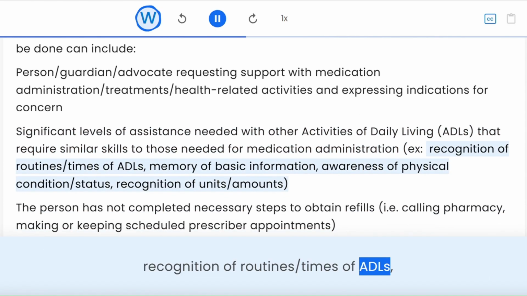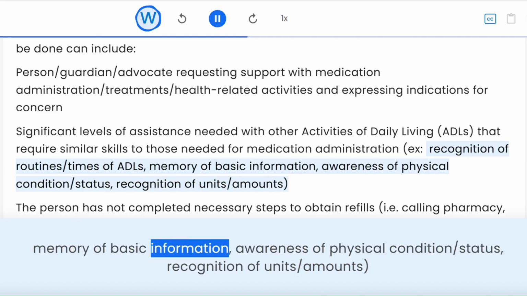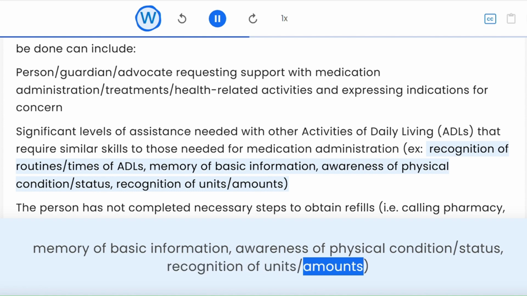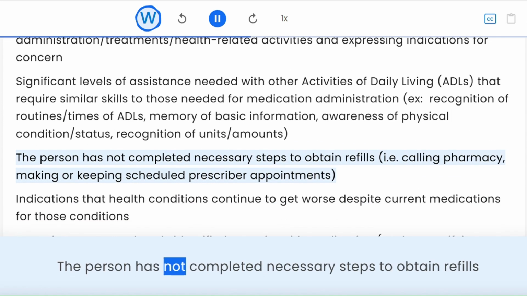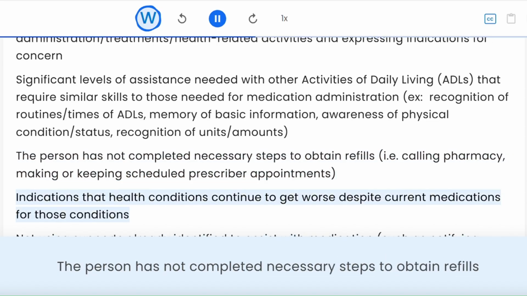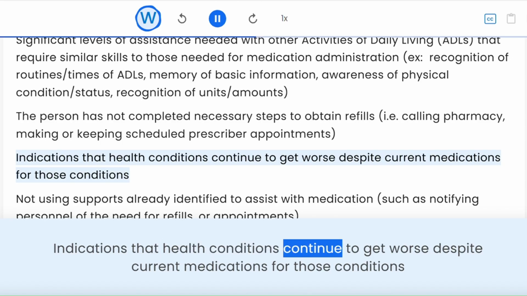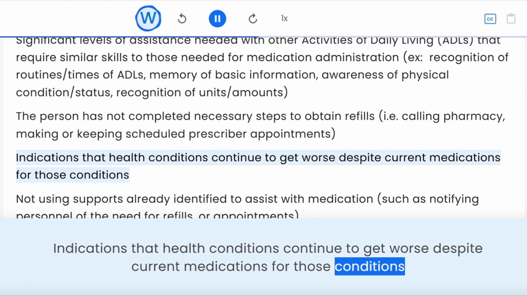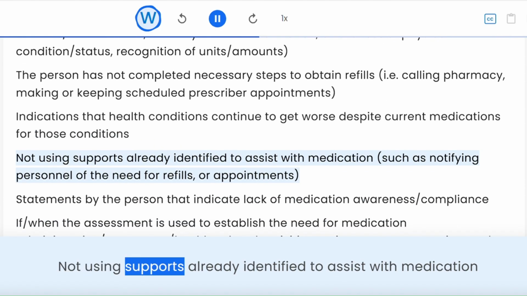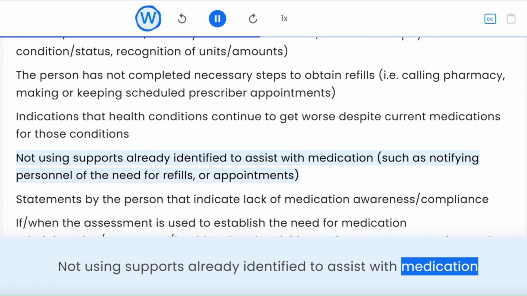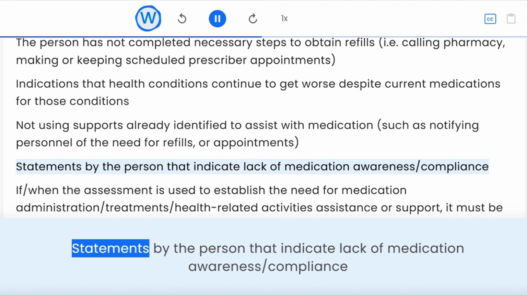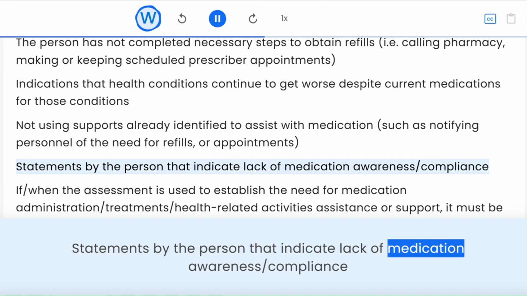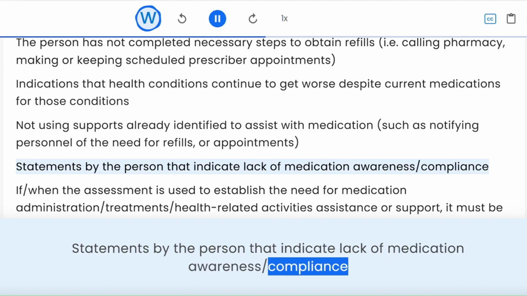Recognition of routines, times of ADLs, memory of basic information, awareness of physical condition status, recognition of units and amounts. The person has not completed necessary steps to obtain refills. Indications that health conditions continue to get worse, despite current medications for those conditions. Not using supports already identified to assist with medication. Statements by the person that indicate lack of medication awareness or compliance.